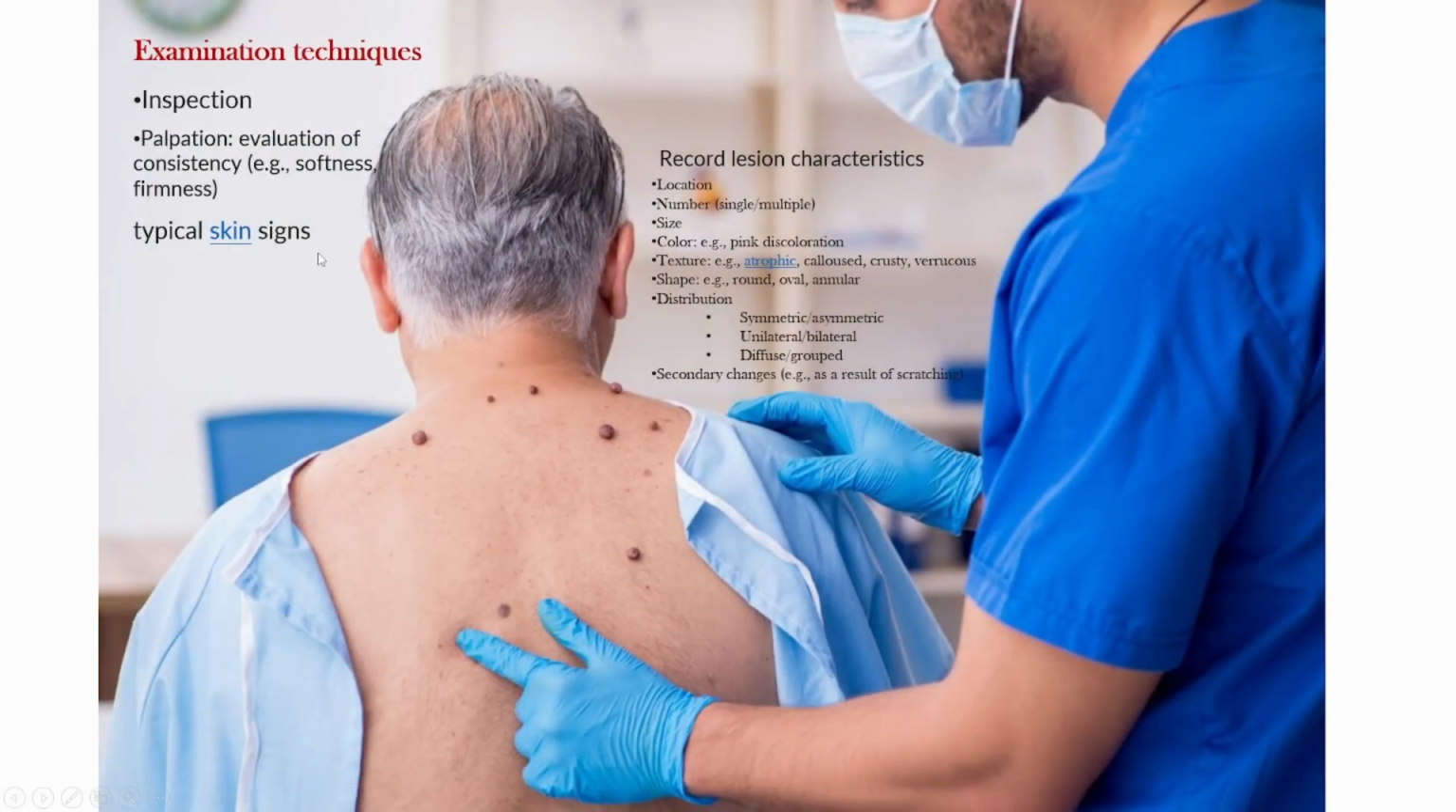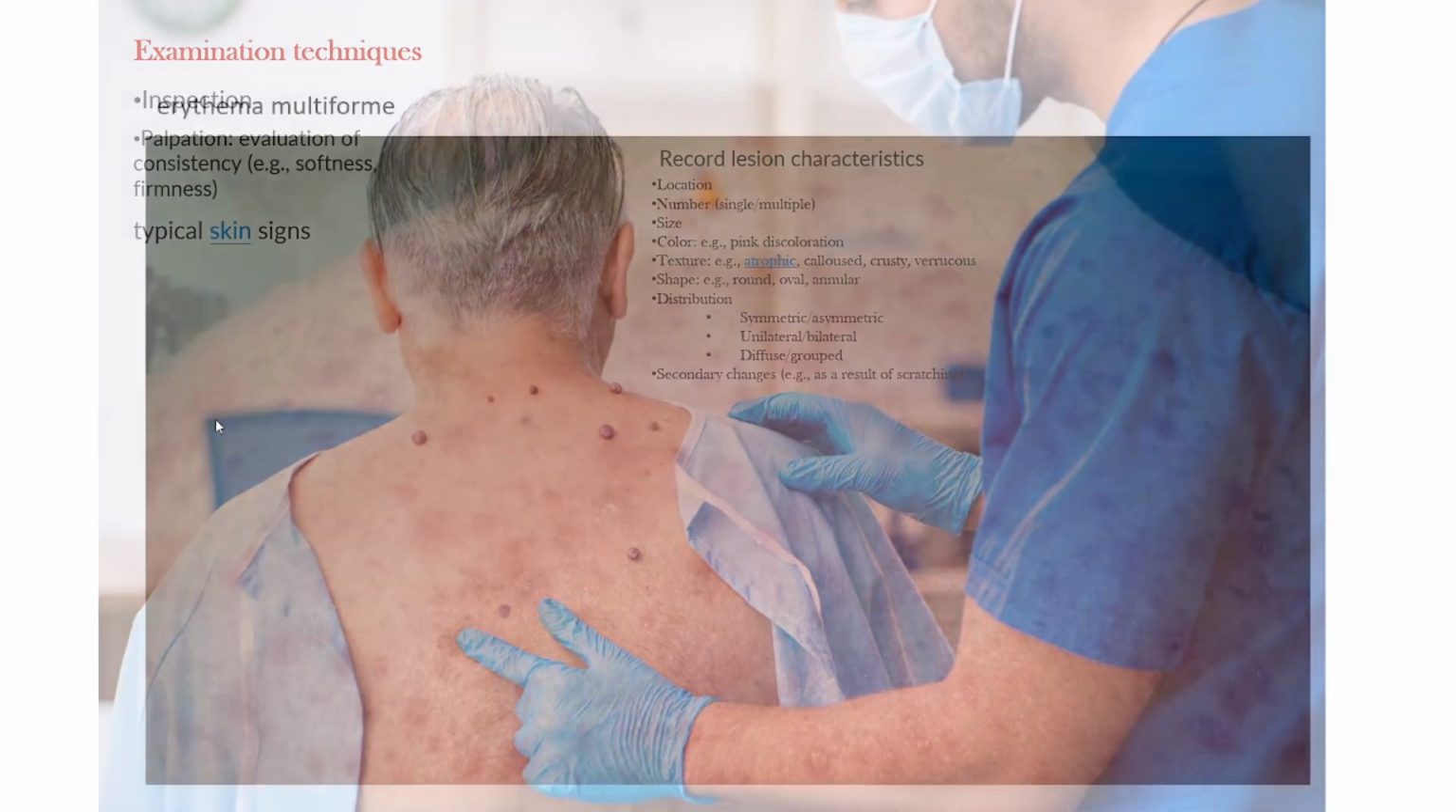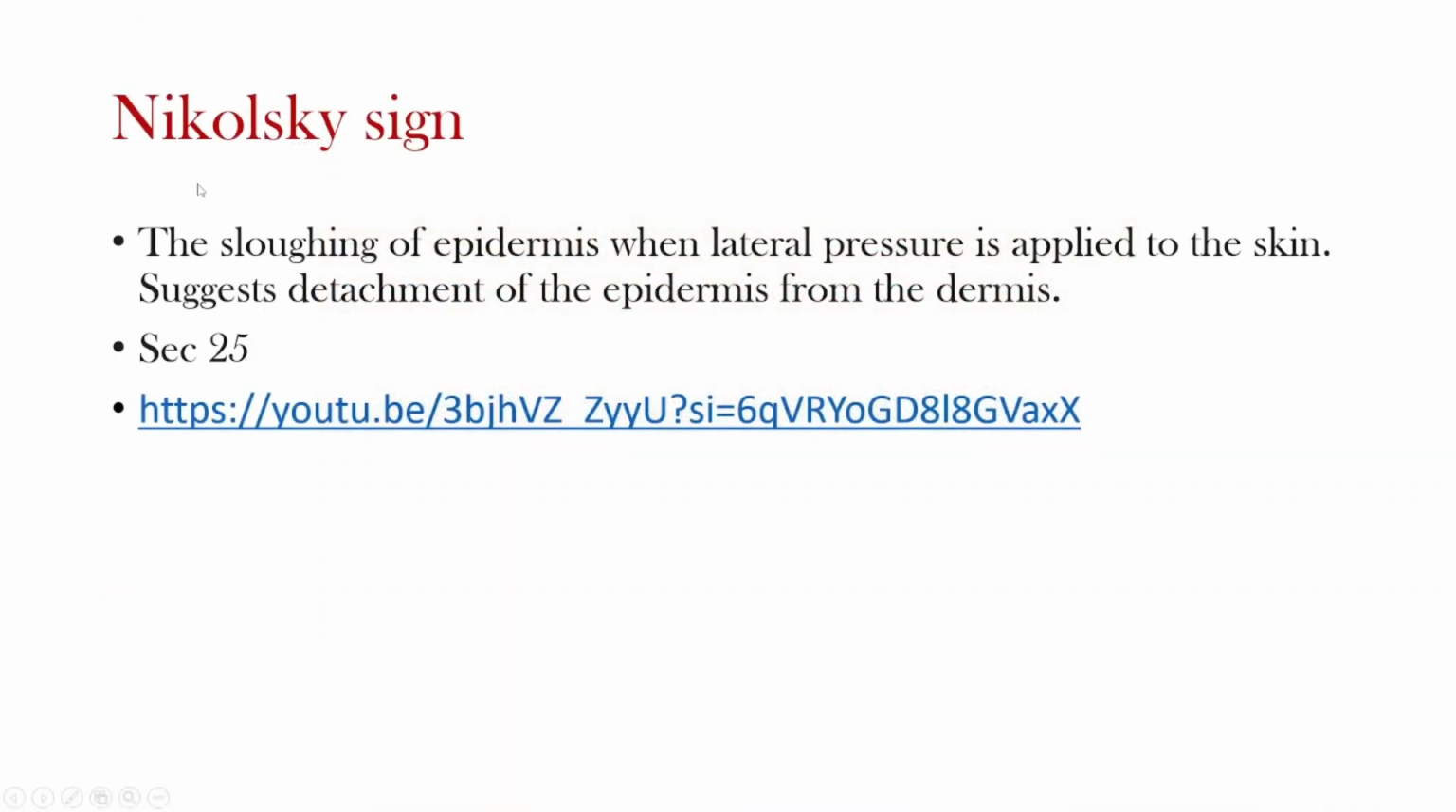Now, I'm sorry, I forgot to tell you something. We will search also for typical skin signs. So the first sign is Nikolsky sign. It's the sloughing of the epidermis when lateral pressure is applied on the skin, which suggests a detachment of the epidermis from the dermis. So actually, until you see it, you won't get it very well. So I will add a video now by editing, I think, because I can't open it now. I think this will disrupt the recording. So please save the video, then I'll speak about it.